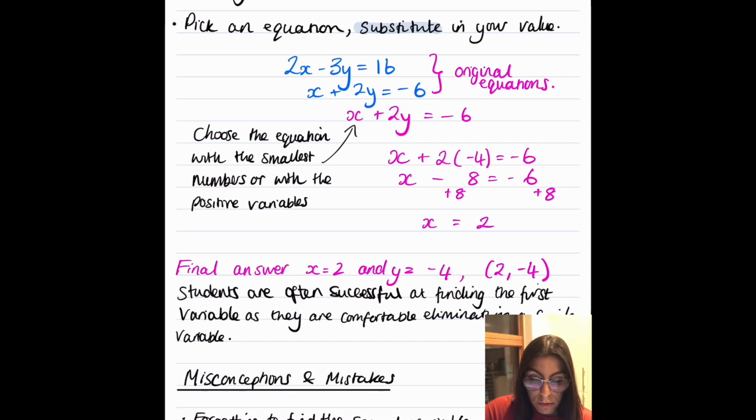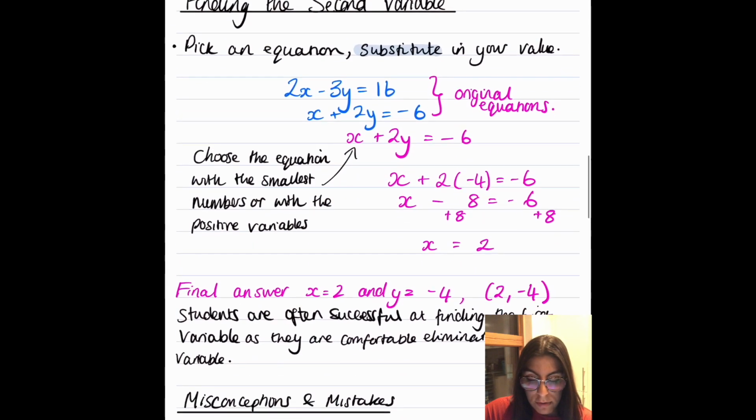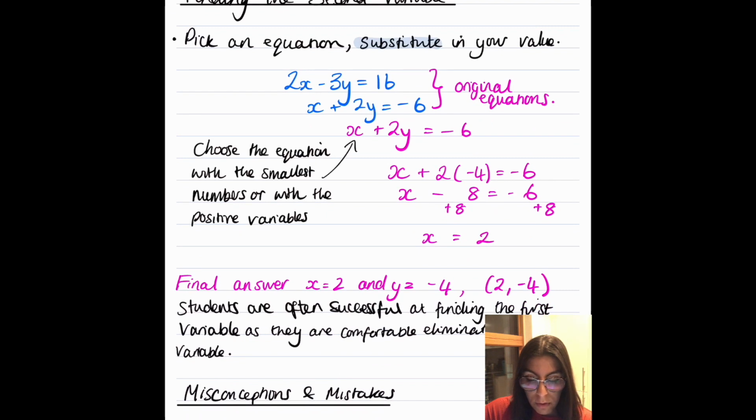So these are my original equations, these two. And the one that I'm going to pick is x plus 2y equals negative 6. It's got the smallest numbers and also it's got the positive sign with the value of y. I'm going to then use my value of y equals negative 4, what I've just worked out. X plus 2y equals negative 6, so I've got x, I've got plus 2, and where the y was, I'm subbing in my negative 4, still equals negative 6.